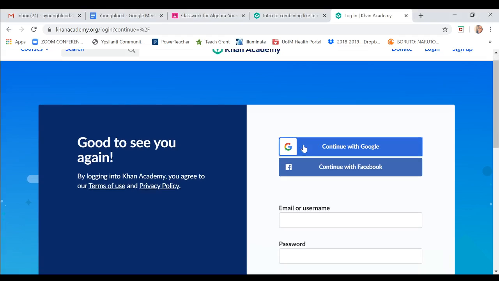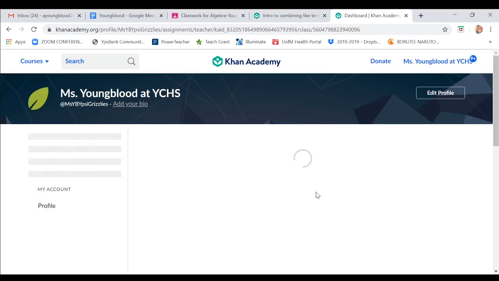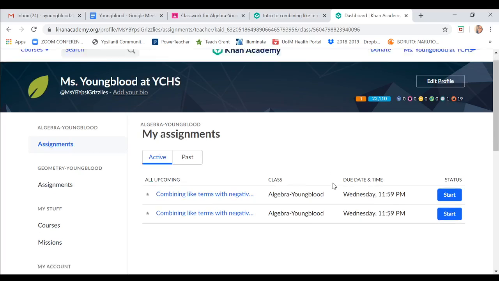So then it's easiest to continue with Google. Most of you already know this. I'm just going to show it probably one more time for those who are still struggling with Khan Academy. Make sure you use your YC Schools account. That way it can sync to your later classes. It just makes life easier. Or if you use your personal account forever, I guess that's not that bad.